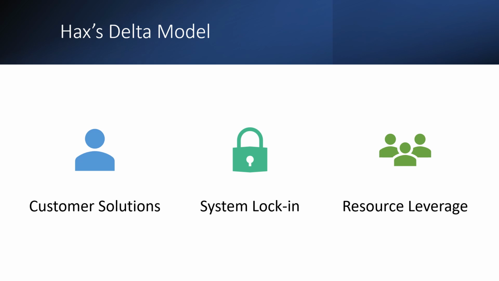Next, system lock-in. Netflix has created a system lock-in effect by offering a wide range of exclusive content only available on its platform. The company has also developed a user-friendly interface that is easy to navigate and provides a seamless viewing experience across multiple devices. As a result, users are more likely to remain loyal to Netflix and continue using the platform.